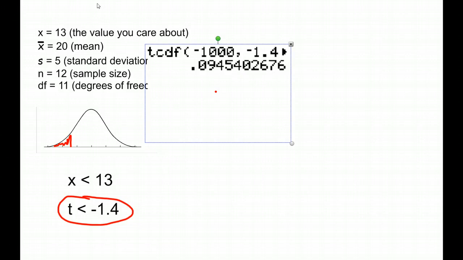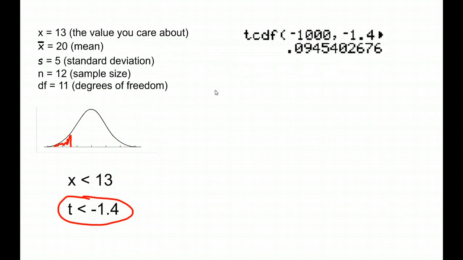So very, very similar. The only thing you have to remember to do that's new is type in your degrees of freedom at the end. Again, finding a t-score is very similar to finding a z-score. And then finding the area, use tcdf.